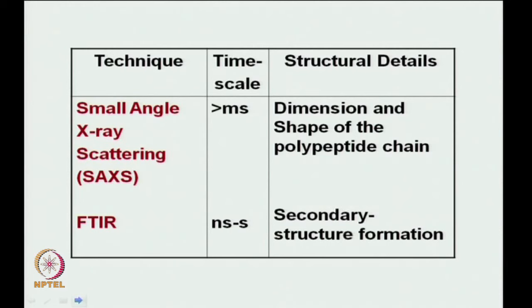Now, what does it tell you? It gives you the dimension and shape of the polypeptide chain. Now, this is what you need it for. Say, for example, suppose you are unfolding a protein, that means you are destroying the structure in a protein, it goes from folded to a native to a non-native or denatured state.